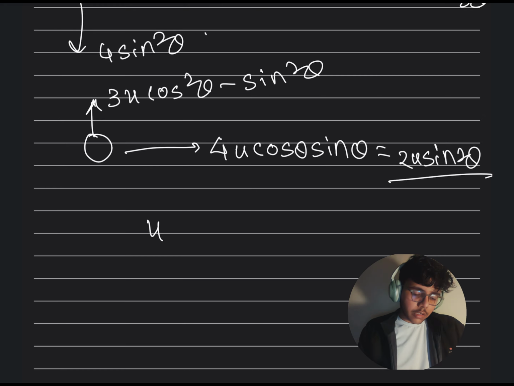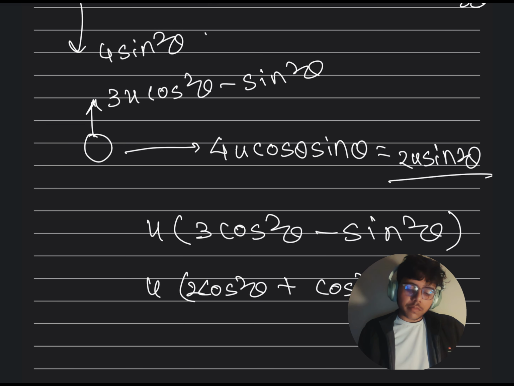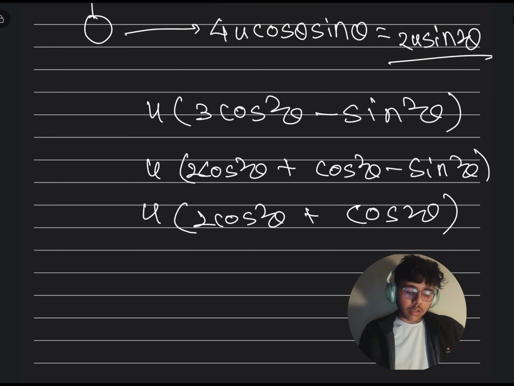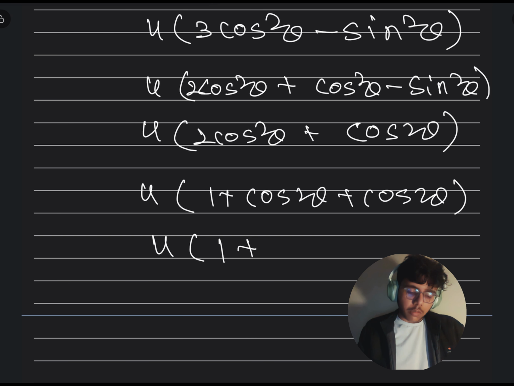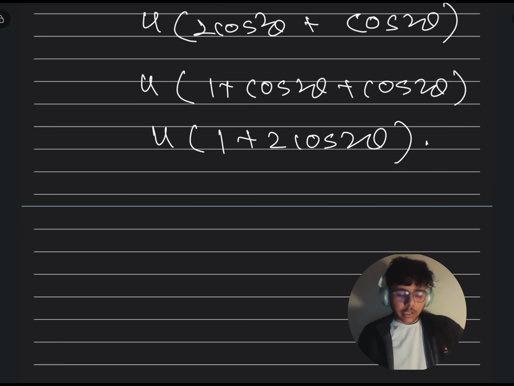It would be u, taking u common, 3 cos square theta minus sin square theta. So it would be u cos square theta plus 2 cos square theta plus cos square theta minus sin square theta. So it would be u 2 cos square theta plus cos 2 theta. And what is 2 cos square theta? It is 1 plus cos 2 theta. So it would be u 1 plus 2 cos 2 theta. Okay, so this is its vertical velocity.